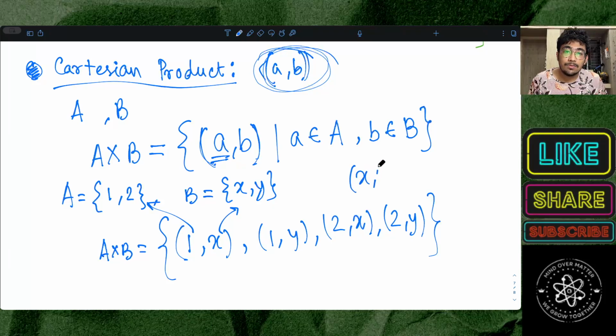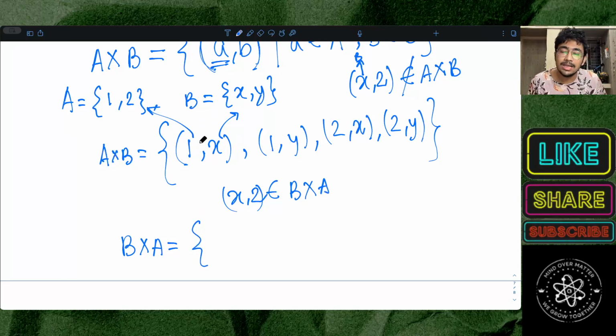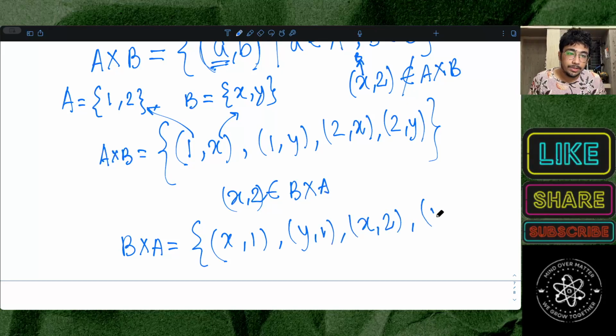But remember, x comma 2 cannot be an element of A cross B. This sign means does not belong to. It cannot be an element of A cross B because here the first element comes from set B. A cross B must have the tuples where the first elements are from set A. But x comma 2 can belong to B cross A. B cross A is simply where the first element of every tuple comes from B and the second one comes from A. So it's just the reverse of A cross B. It will be x comma 1, y comma 1, x comma 2, and y comma 2.